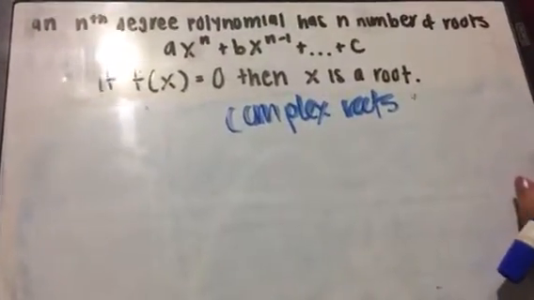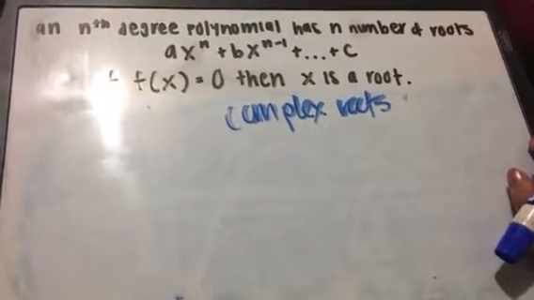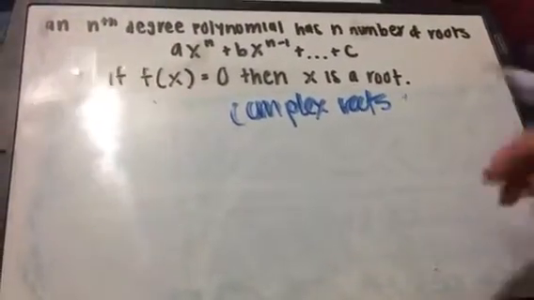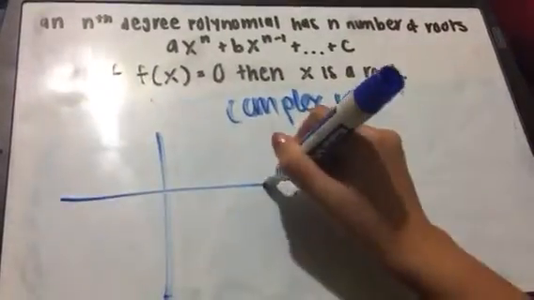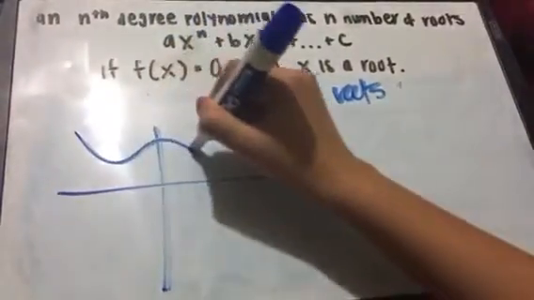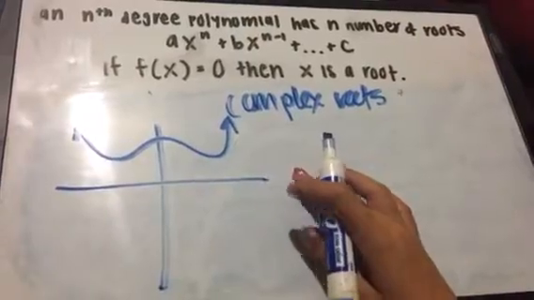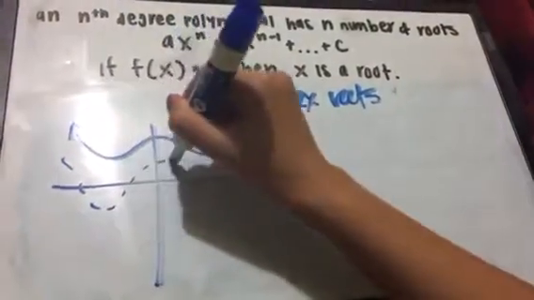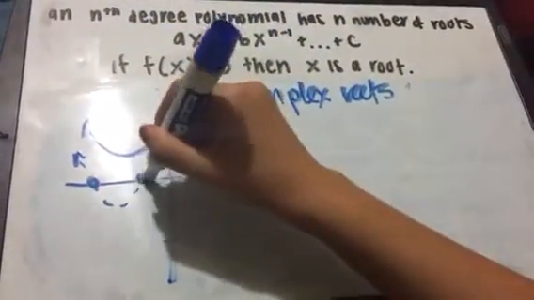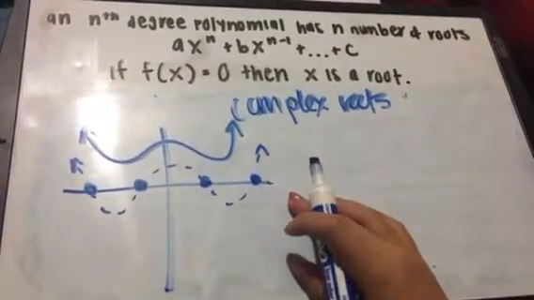So in reality, real roots is a subset of complex roots, and that's because real numbers is a subset and a branch of complex numbers. An example of a graph that has complex roots could look something like this. And this looks very much similar to the graph from before, but the one from before lay directly on the x-axis, with the 4 real roots being on the x-axis.